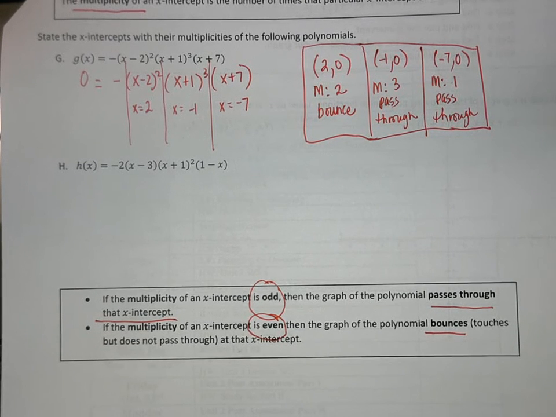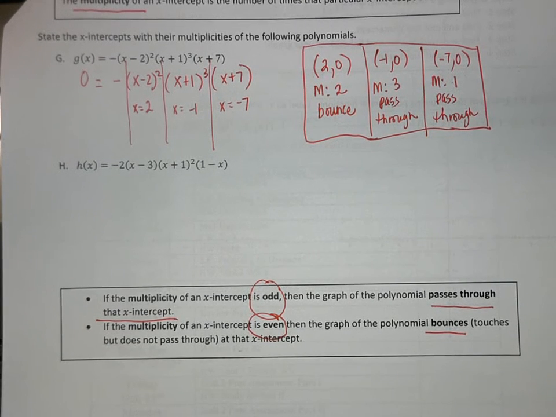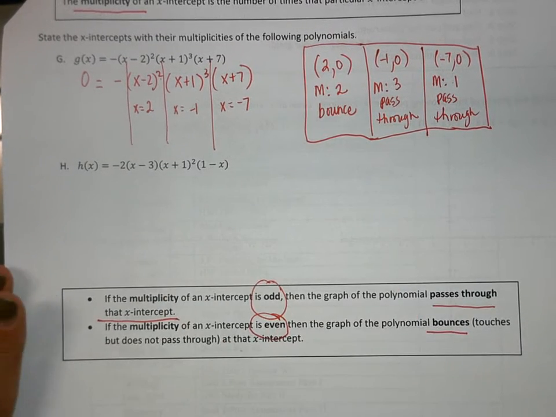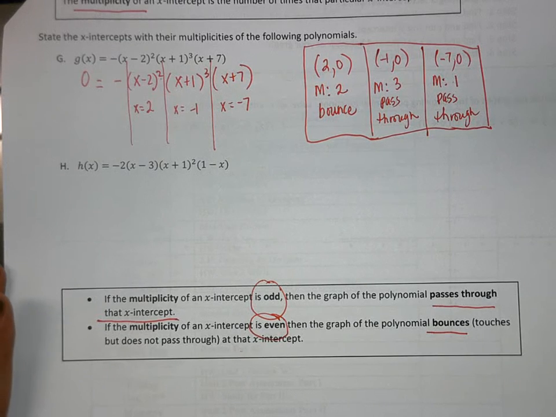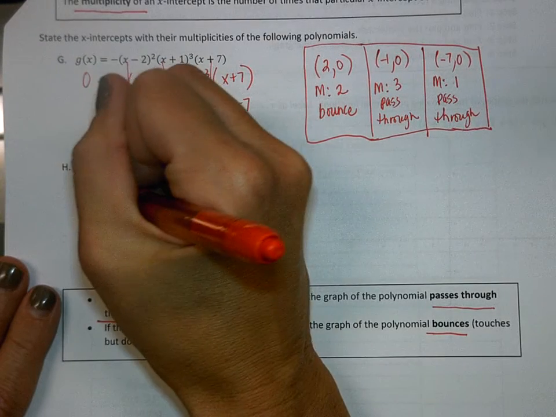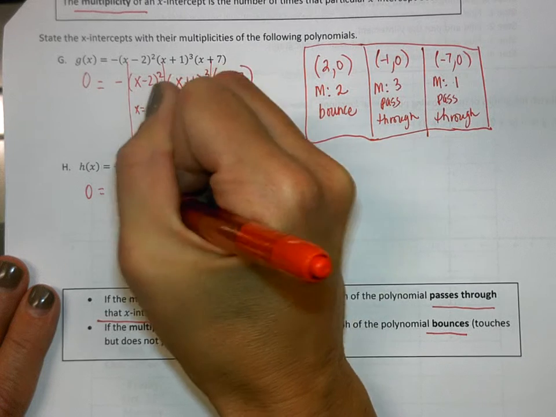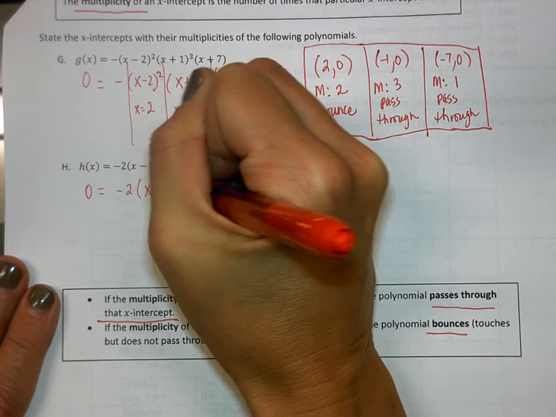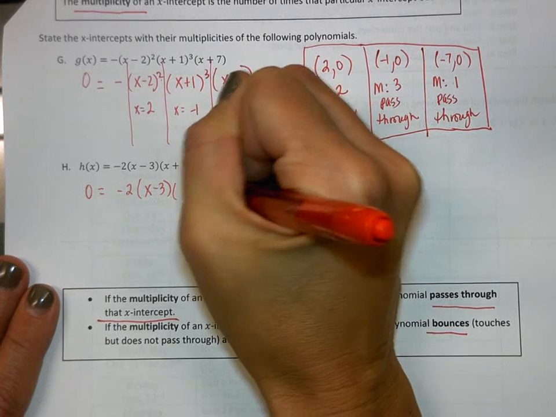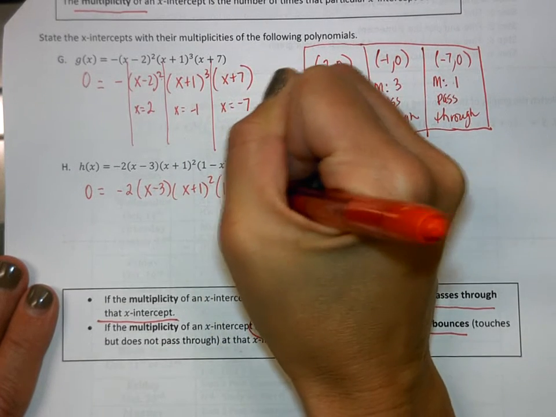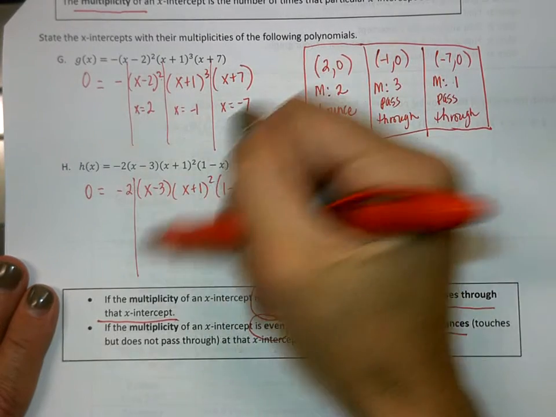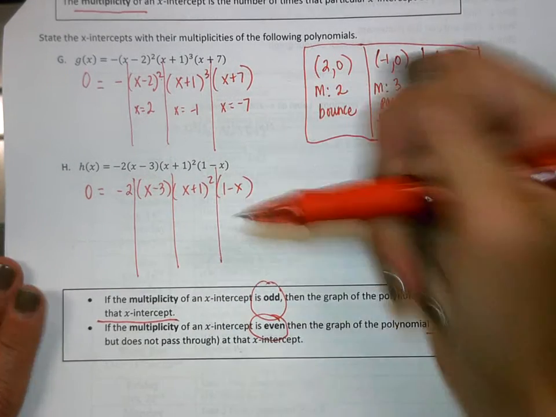And then our last part is going to be actually graphing, where we're putting everything together. Okay? So we're going to do what first? We have to get our x-intercepts. So we're plugging in 0 for y and solving for x. So I have -2(x - 3)(x + 1)^2(1 - x). Okay, we set each of these factors equal to 0 and find what x equals.